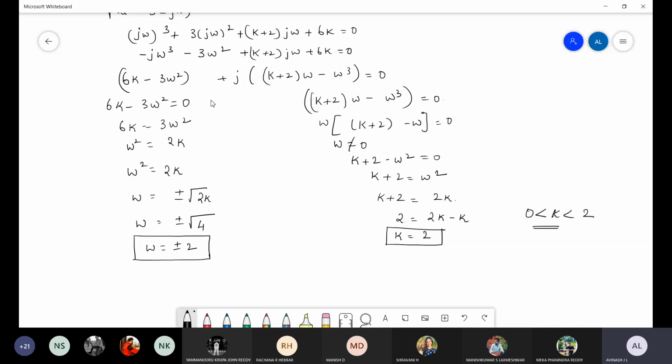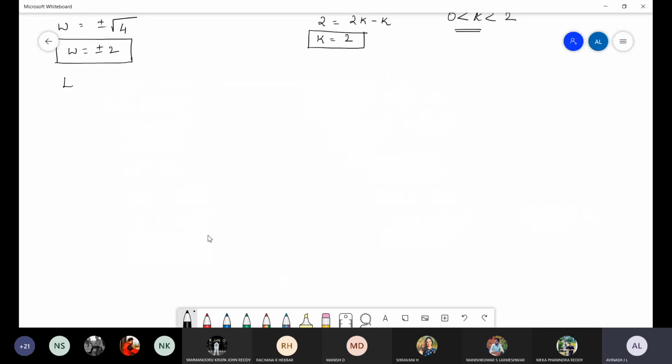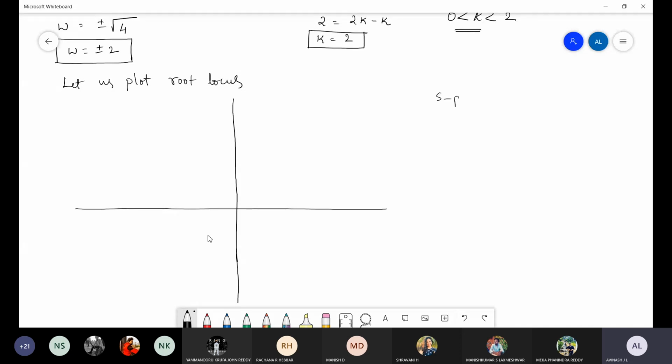Once we get this, we can go for the plotting of root locus. So let us plot root locus. When you are plotting the root locus, we draw the S-plane. In the S-plane, the x-axis is sigma and the y-axis is j omega.